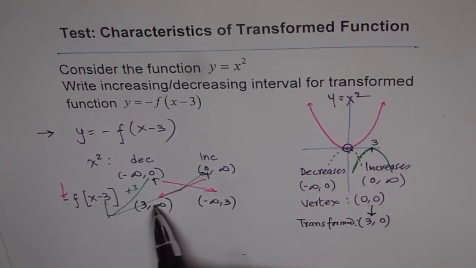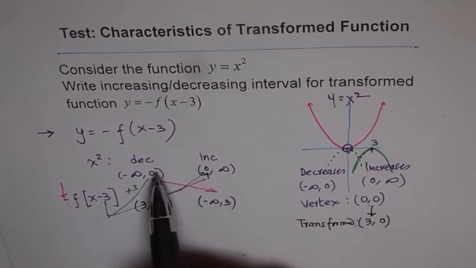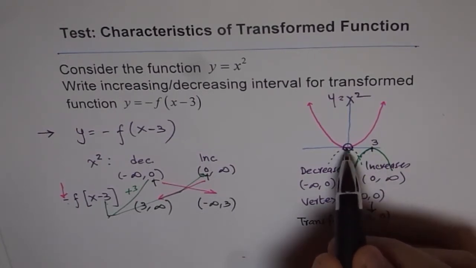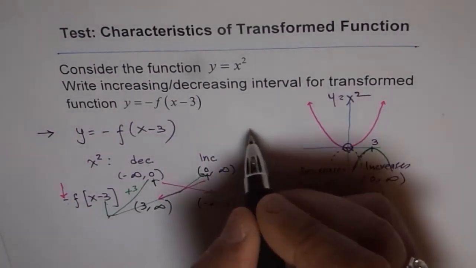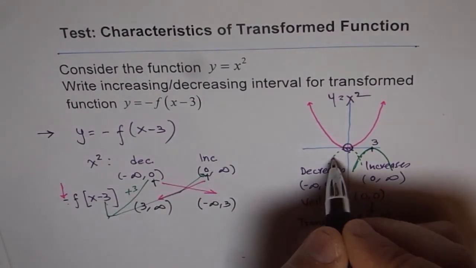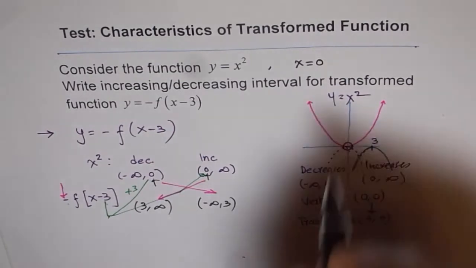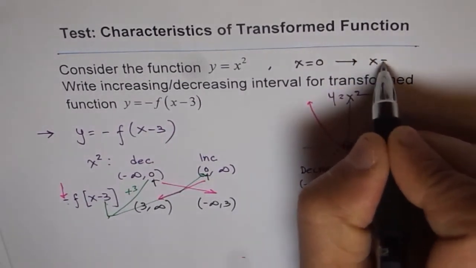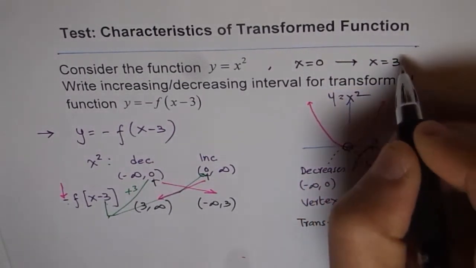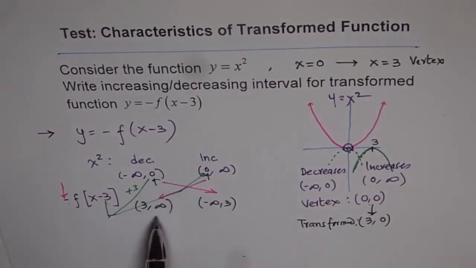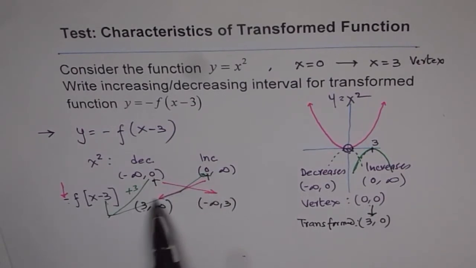So it swaps. The point changes first from 0 to 3. So the vertex, which is at x equals 0, right? So where is the vertex? The vertex is at x equals 0. That changes to x equals 3. This is the location of the vertex. So that 0 changes to 3. Do you see that? And because of this minus, they swap. And that's how we get our answer.